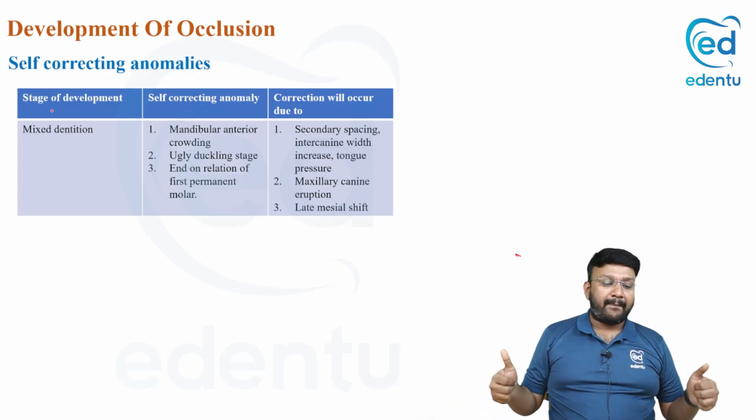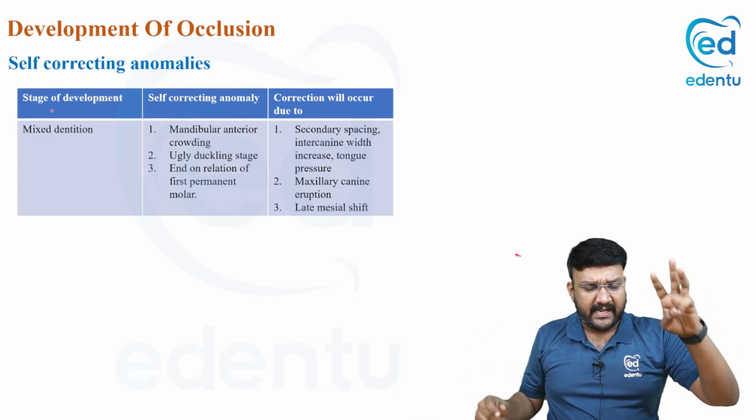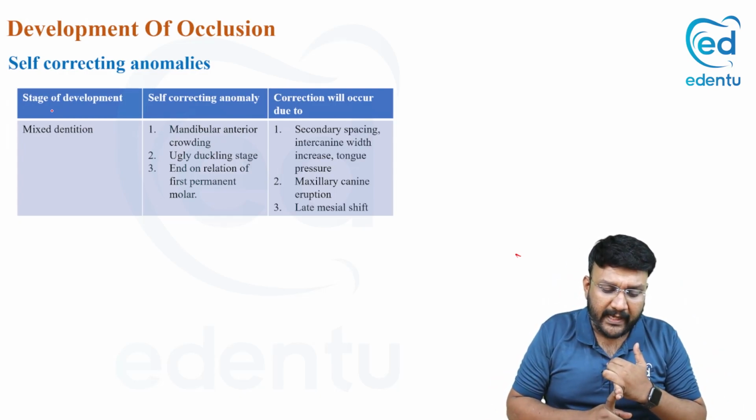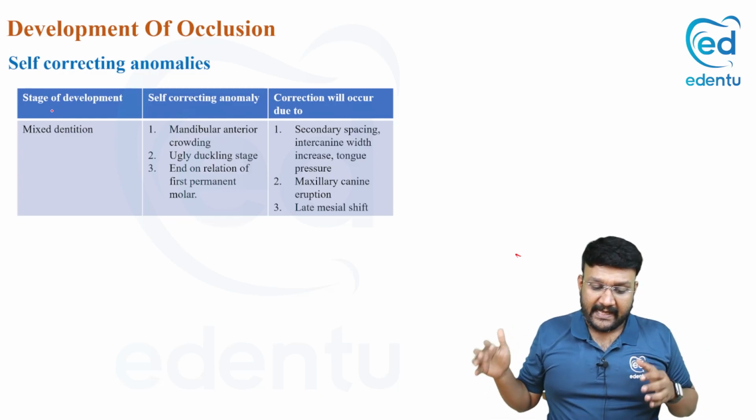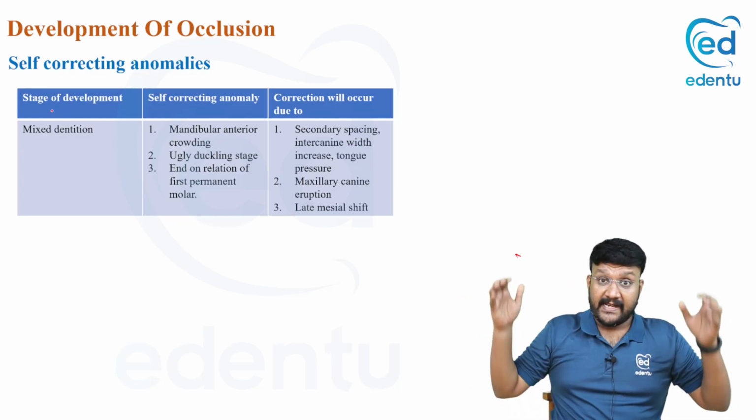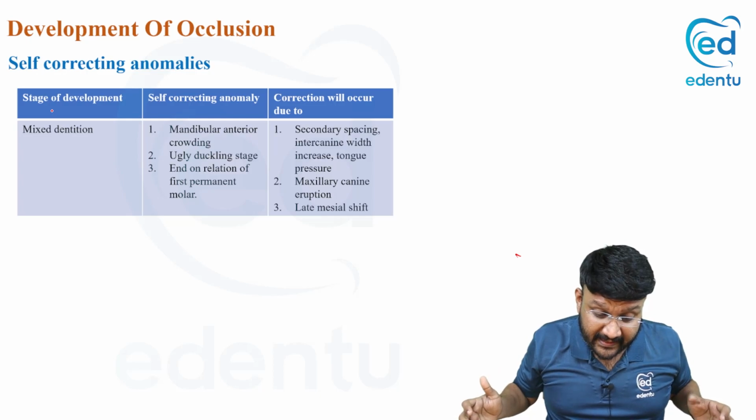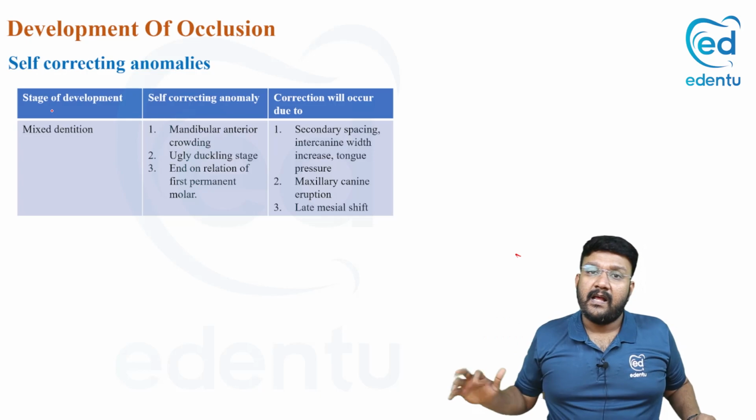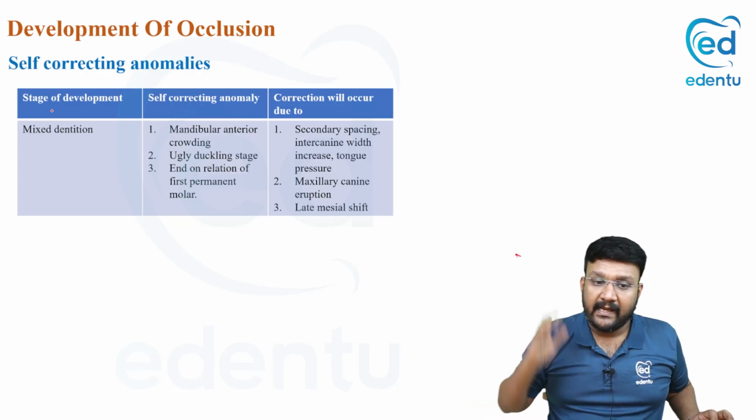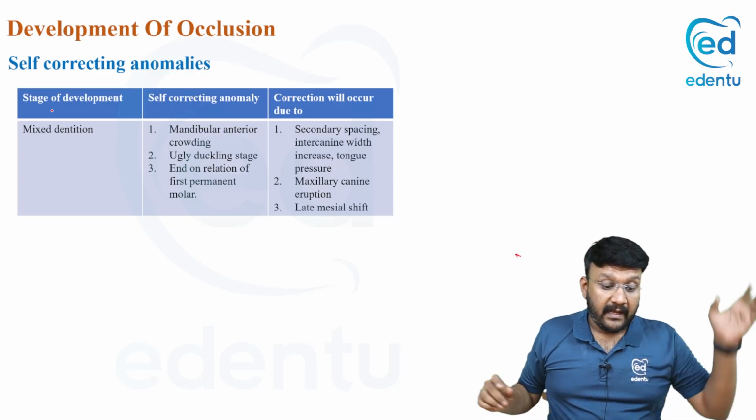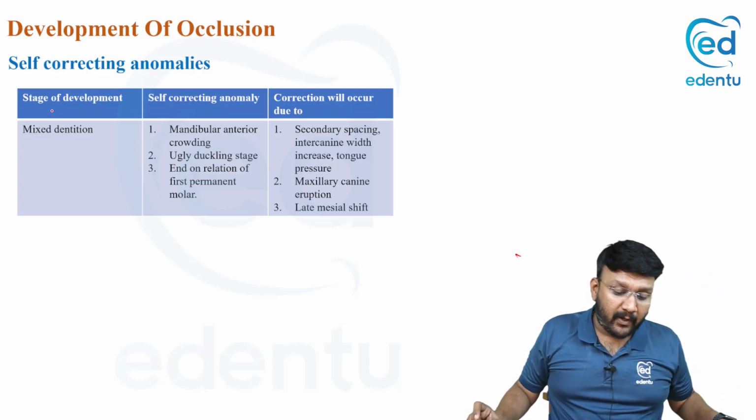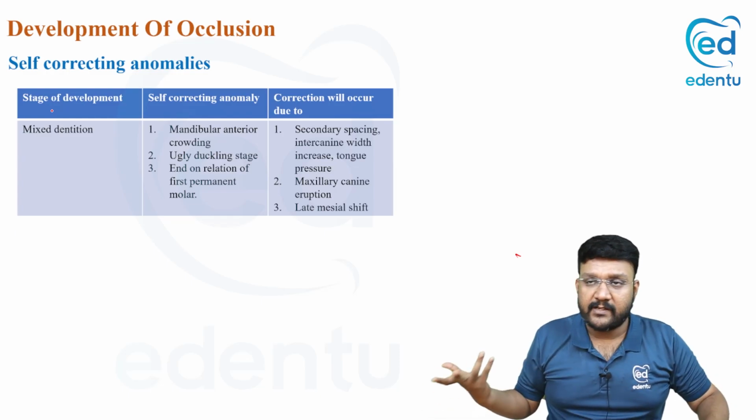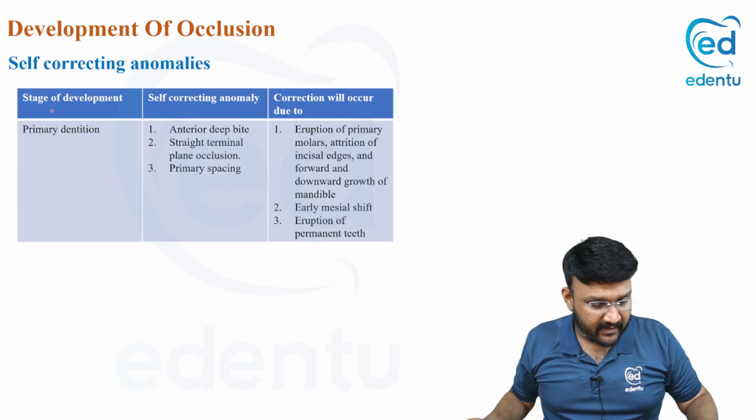So again, a quick recap. Three self-correcting anomalies can be seen in mixed dentition. First is the mandibular anterior crowding that will be corrected by utilization of the secondary spaces, increasing intercanine width, and the tongue pressure. Second is the ugly duckling stage. It will be corrected soon after the proper eruption of the maxillary permanent canine. Third one is the end-on relationship of the permanent molar that will be corrected by late mesial shift or utilization of the leeway space of Nance.